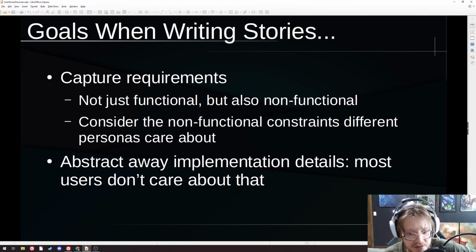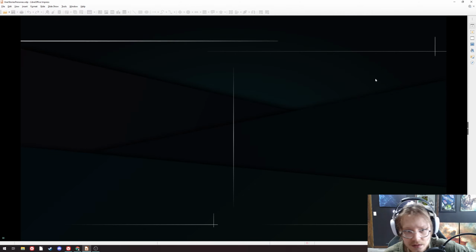Make sure you're abstracting away all the implementation details. Your user story, unless it's for some reason relevant, and there's very few situations where it is, shouldn't be talking about something like what programming language it's written in, because your users don't care about that. The story doesn't address the programming language, because that's not something that the user's interested in.